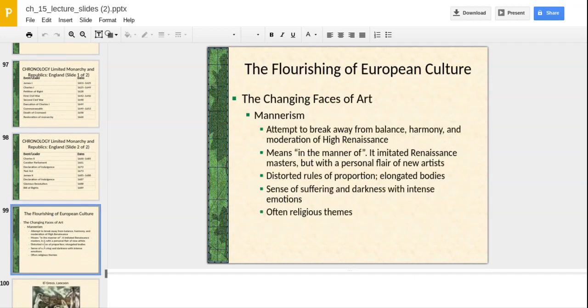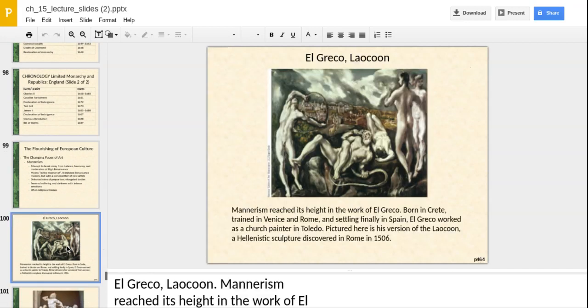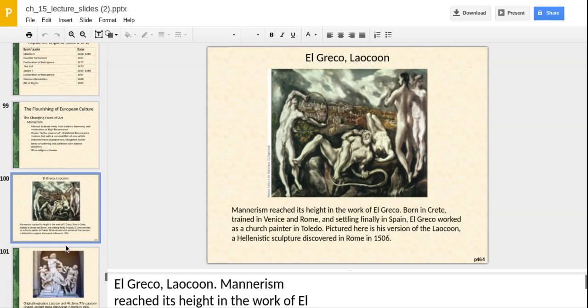All right. Also in this time period, you get a flourishing of European culture. You get different art. So we're out of the Renaissance now. You get mannerism, which was an attempt to break away from the balance, harmony, and moderation of the High Renaissance, meaning it imitated Renaissance masters, but with a personal flair of the new artist. Distorted rules of proportion, elongated bodies, a lot of light and dark, suffering and darkness with intense emotions, often religiously themed. There you can see sort of the elongated bodies.